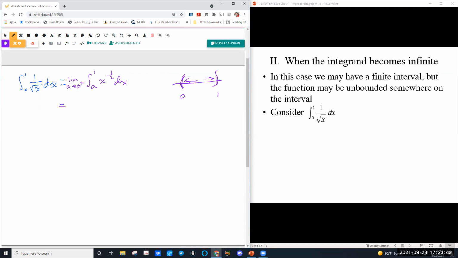Same thing as before. The limit comes later. First thing we have to do is compute the definite integral. This is just a basic power rule. x to the 1/2 divided by our new exponent, from A to 1. Let's clean that up a little bit, make it a little easier to look at.